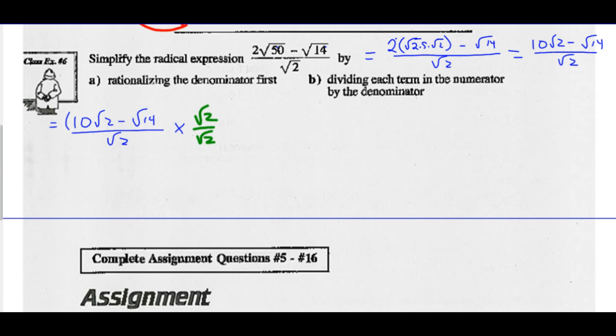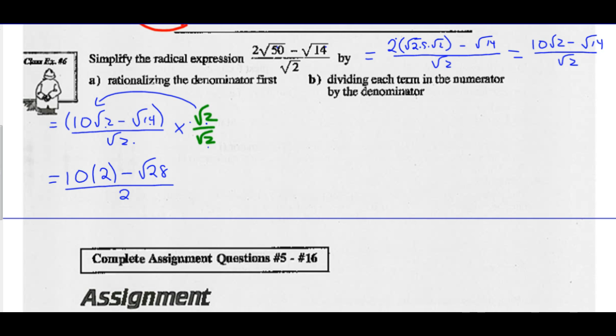So my numerator, 10 radical 2 minus radical 14 times radical 2. Make sure every term gets multiplied by radical 2. 10 radical 2 times radical 2. Well, 10 times 1 is 10. Radical 2 times radical 2 is 2. Minus radical 14 times radical 2 is radical 28. All over radical 2 times radical 2, which is 2.